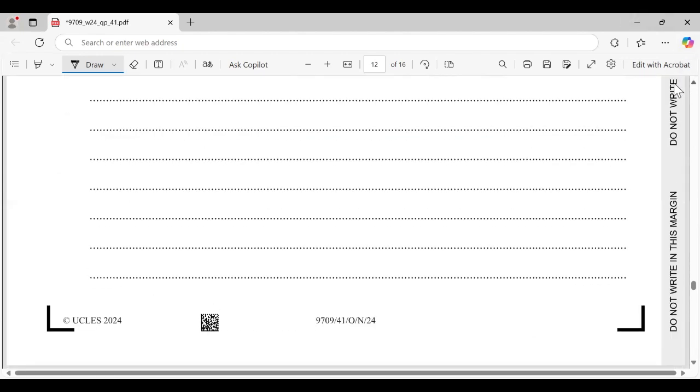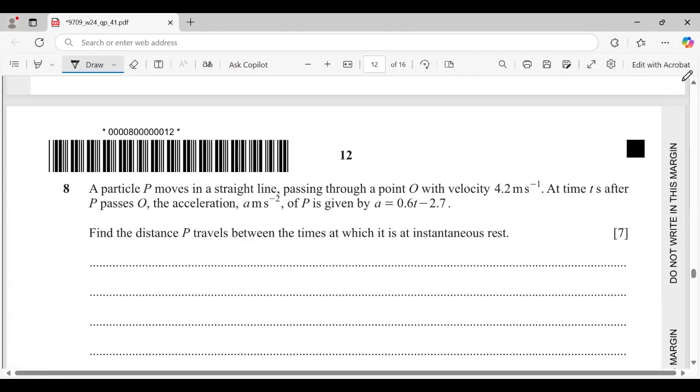Number 8. A particle P moves in a straight line passing through a point O with velocity 4.2 meters per second. At time t seconds after P passes O, the acceleration a meters per second squared of P is given by a equals 0.6t minus 2.7. Find the distance P travels between the times at which it is at instantaneous rest.